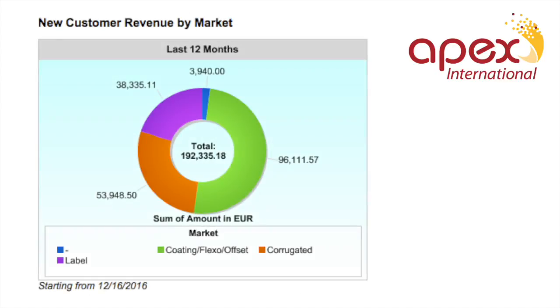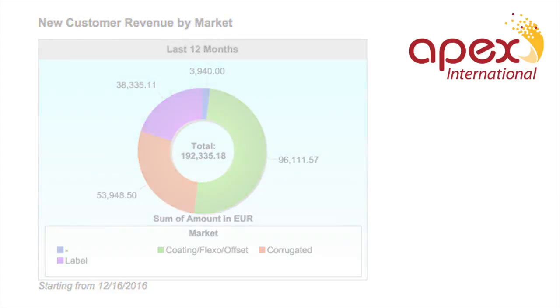The new customer revenue by market report displays your total sales from accounts that have not purchased from Apex in the last 24 months. This is the aggregate value of your new business. Now you have a metric you can compare to your total revenue to see what percentage of your total business is resulting from new customers and what is considered existing business.